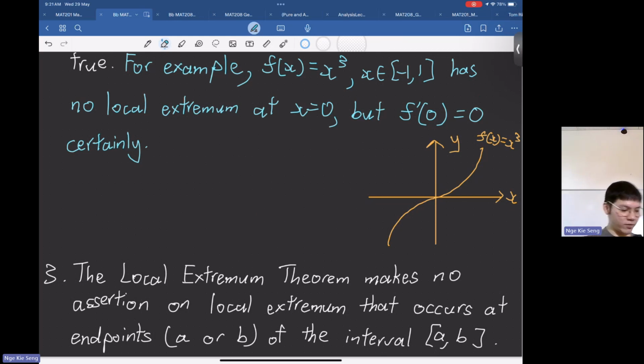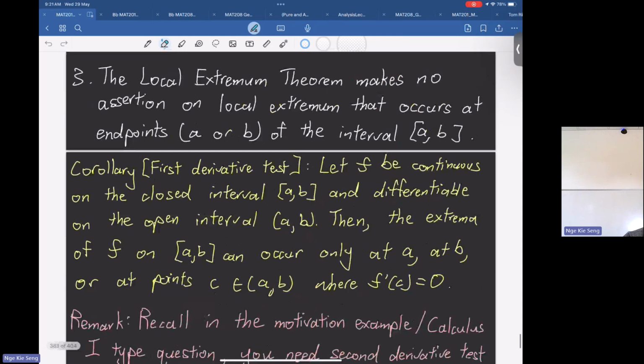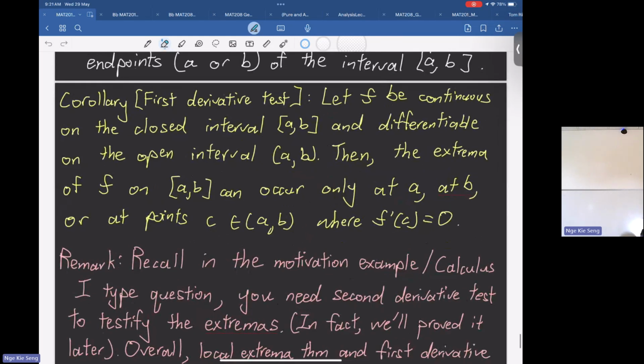That's why we have this first derivative test. It says that if f is continuous on the closed interval and differentiable on the open interval (a, b), both of them being about (a, b), one including endpoints for closed, not including endpoints for open, then the extrema of f on the closed interval [a, b] can only occur at the endpoints a, b, or at any point in the middle of (a, b) where the first derivative is 0. Does it make sense?